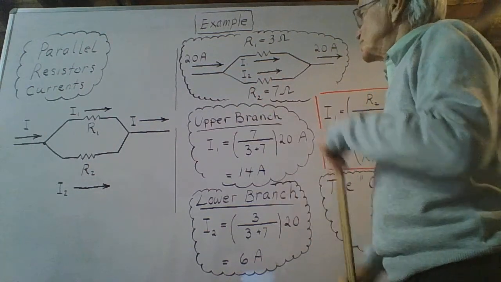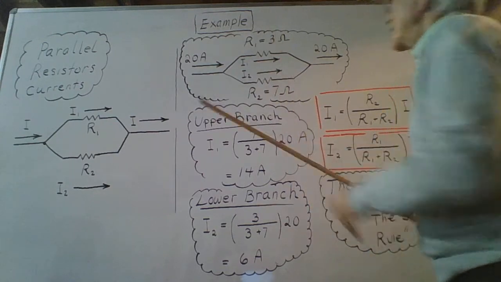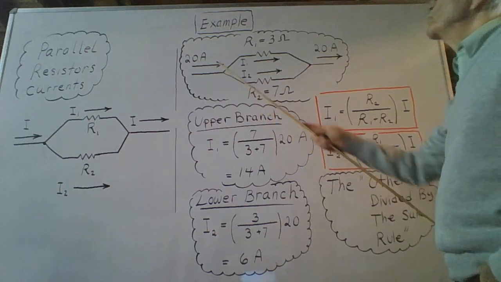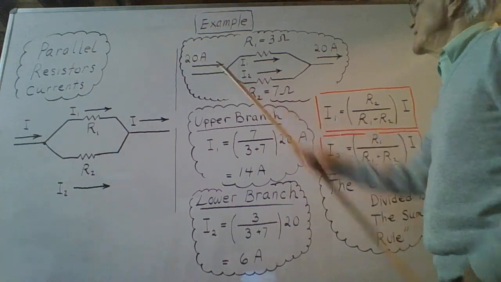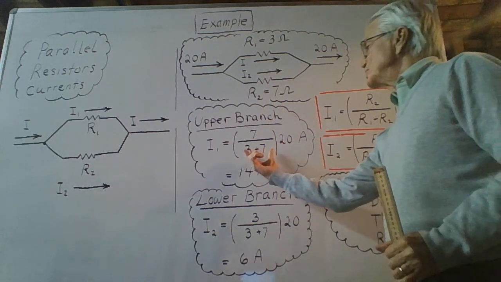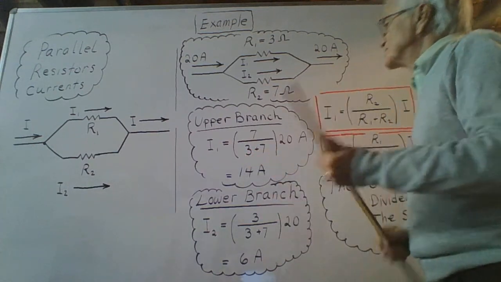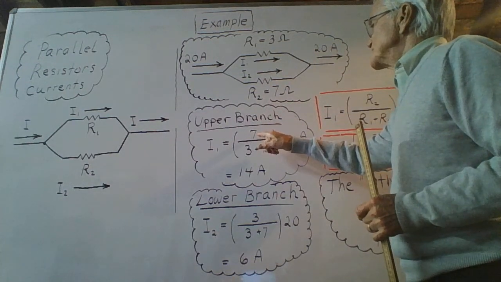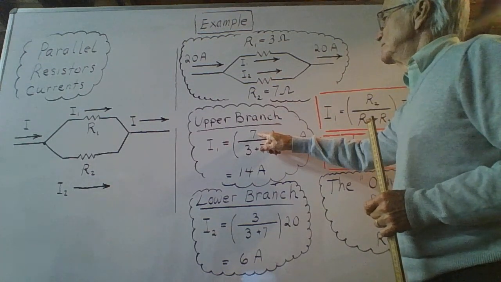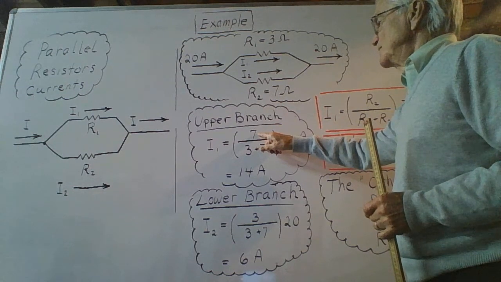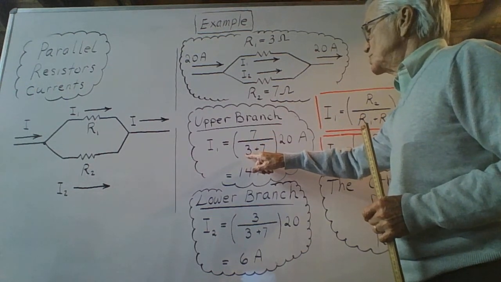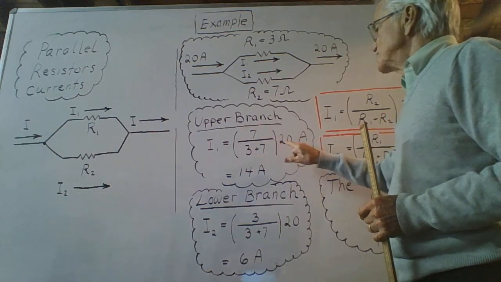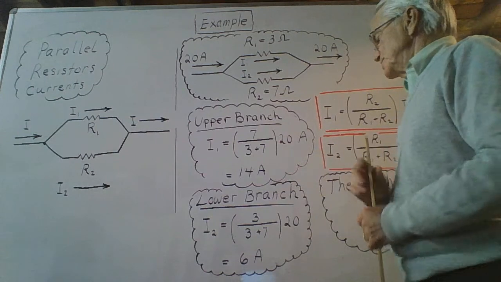Here's how you calculate the current in the upper branch, I1. It's a fraction times the entering current, 20 amperes. That fraction is shown here as that ratio. If we're looking at the upper branch, the ratio has in the numerator the other branch's resistance. To complete the ratio, we have the sum of the two resistances. That ratio times 20 is 14 amperes.